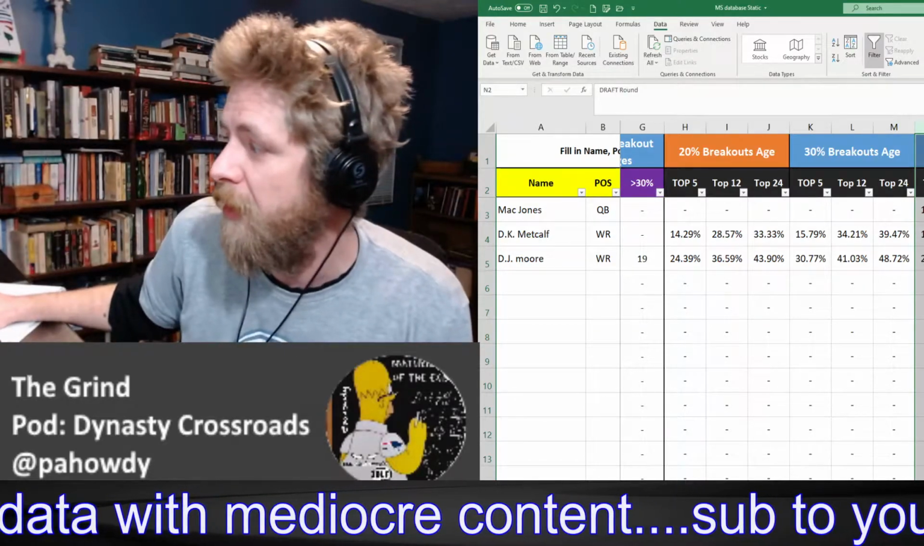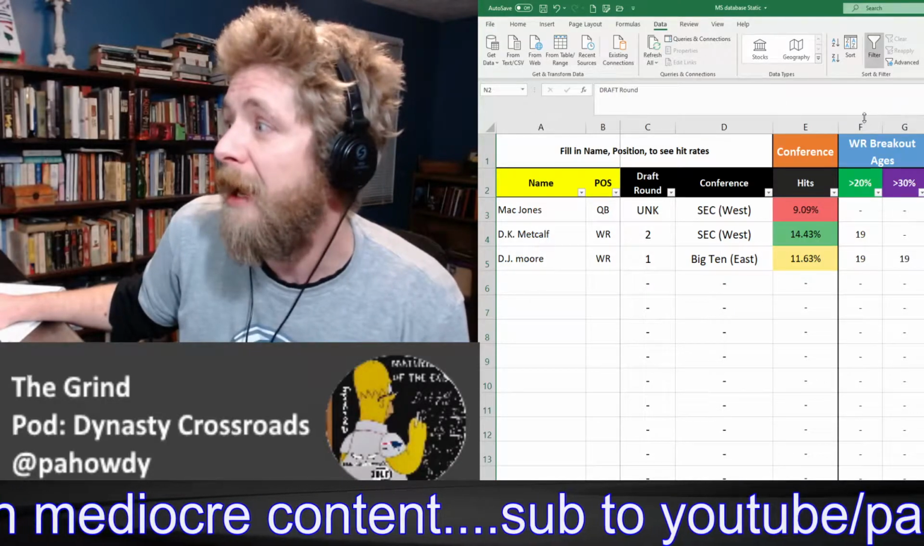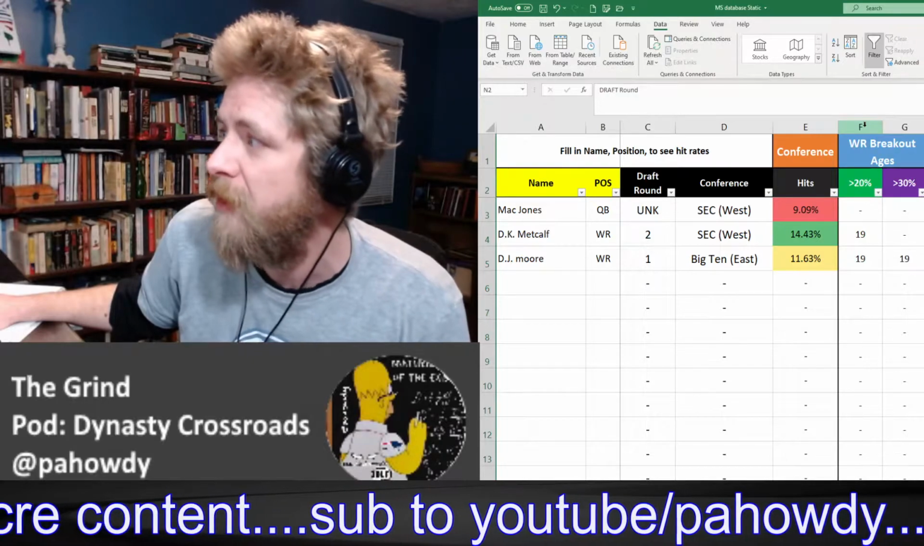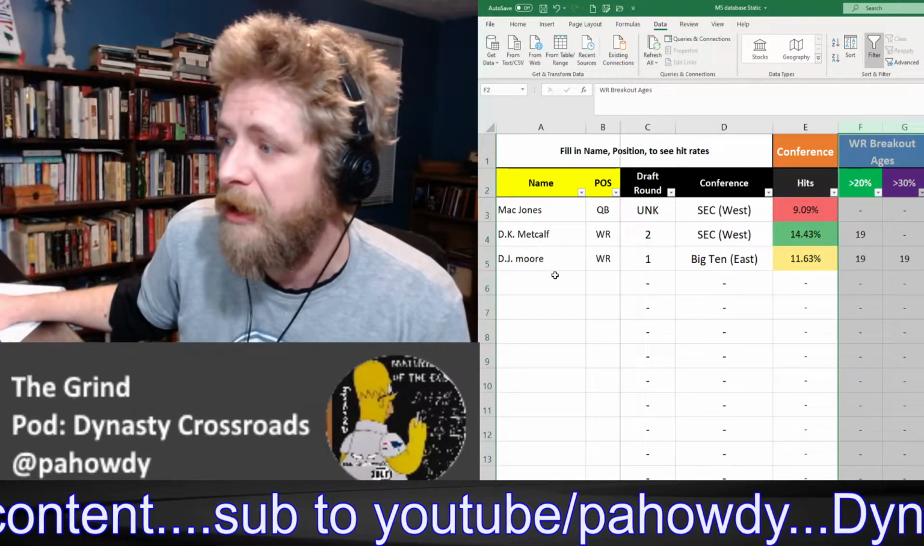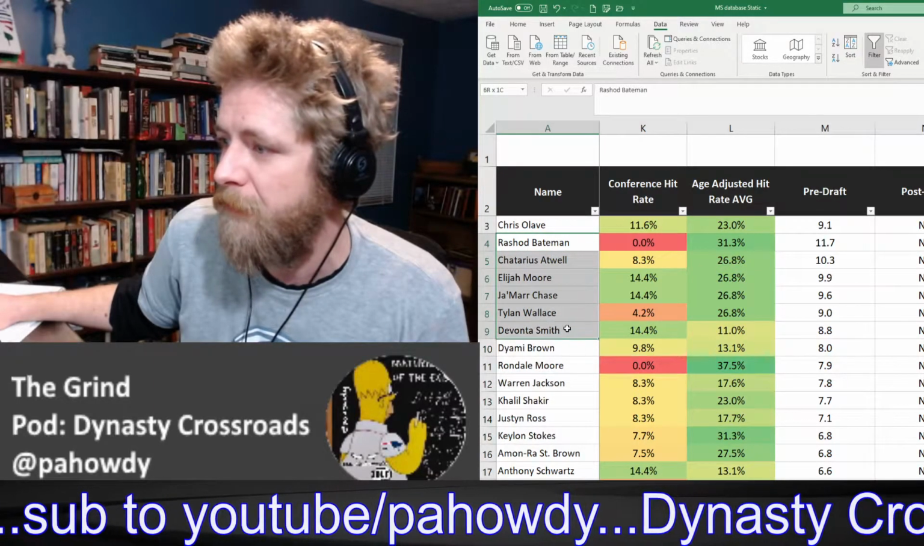And yeah, it's just a quick hit rate lookup, so you can get a decent idea of where players are coming from, based on breakout age or draft capital for other positions and wide receiver. You can see all the hit rates. It's pretty neat. I like it.